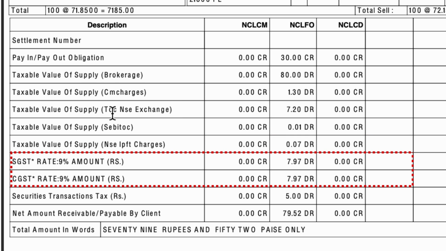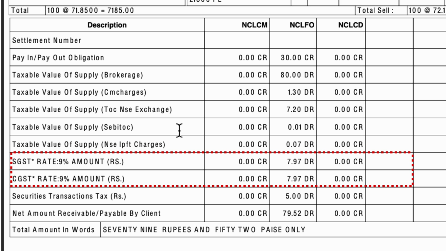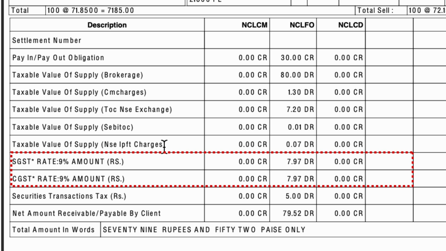As we move ahead, there is a tab of taxes applicable on the total taxable value of supply. FYERS is registered in Karnataka. So as per income tax regulations, if you are a resident of Karnataka, CGST and SGST will be levied on the total taxable value. If you are a resident of any other state in India, IGST will be charged in lieu of CGST and SGST.